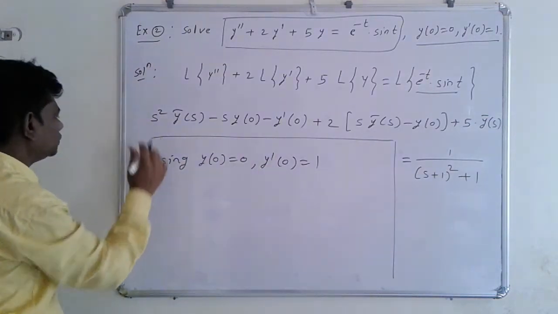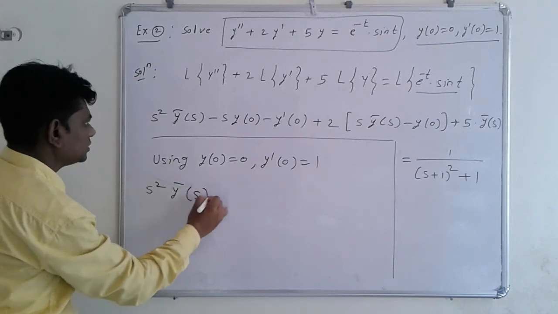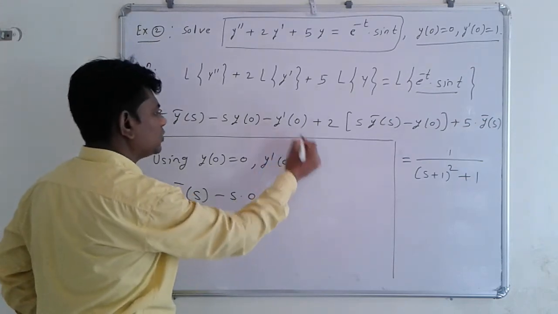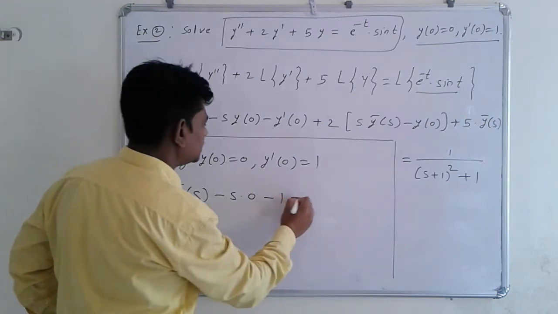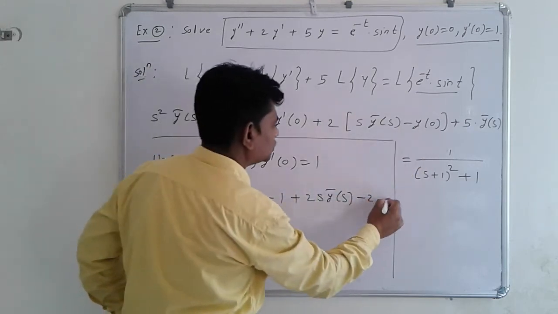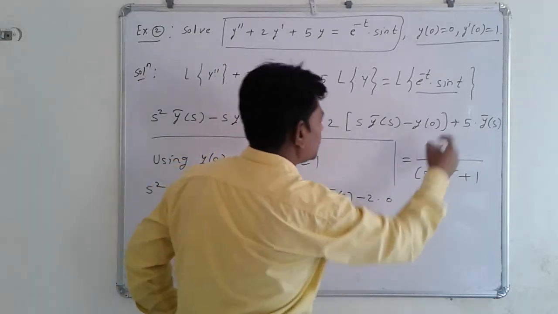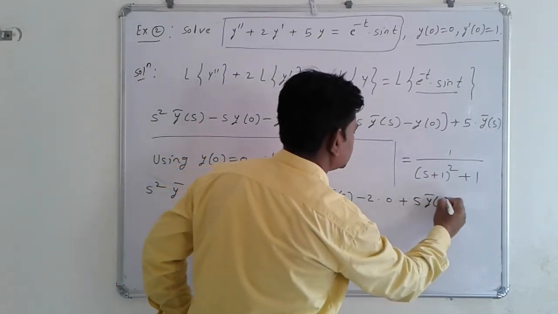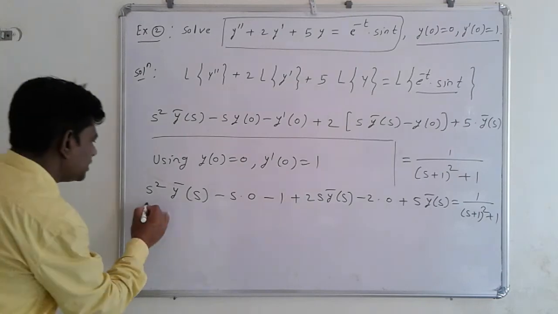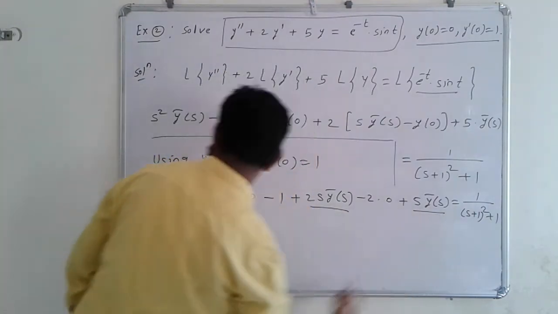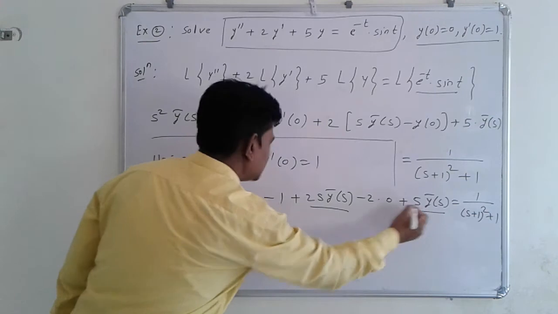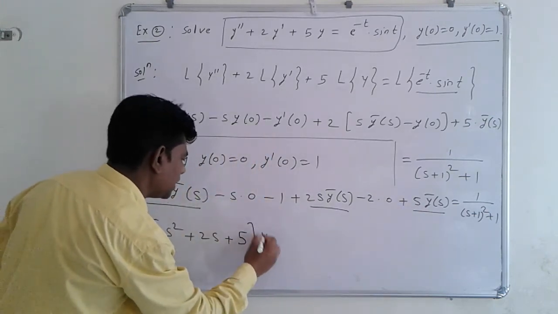So therefore this is equal to s square y bar s minus s times y of 0, which is 0, and y prime of 0 is 1, here the answer is minus 1, plus 2 times s y bar s minus 2 times y of 0, again y of 0 is 0, so 2 times 0, plus 5 times y bar s is equal to 1 upon s plus 1 whole square plus 1. Now here y bar s is the common term. So therefore s square plus 2 times s plus 5 times y bar s.